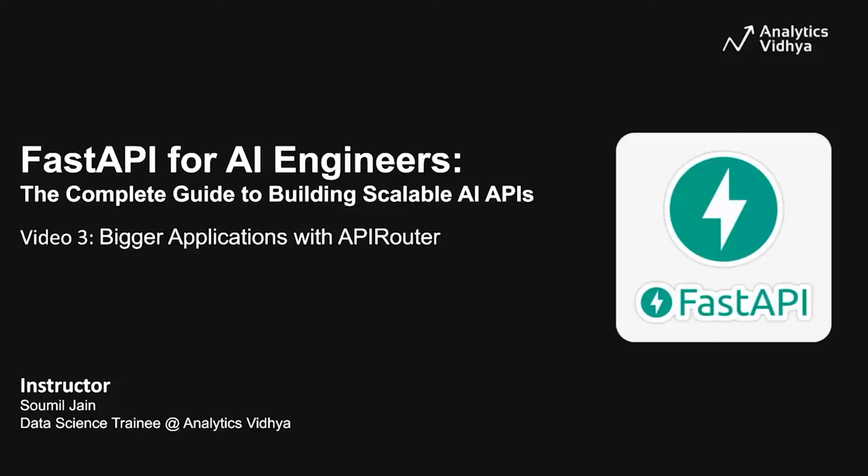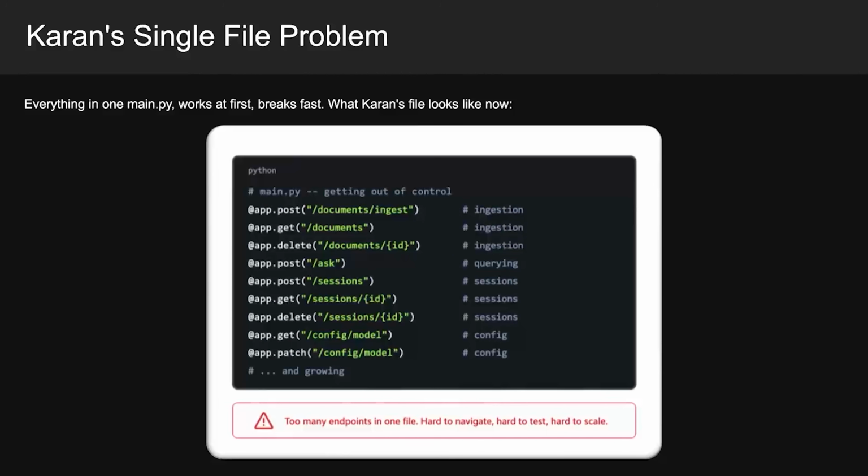Let's get into it. Look at Karan's main.py, nine endpoints already, and the comment at the top says it all, getting out of control. Three ingestion endpoints, one query endpoint, three session endpoints, two config endpoints, and it's still growing. The warning at the bottom captures the problem perfectly. Too many endpoints in one file: hard to navigate, hard to test, hard to scale. If a teammate wants to work on sessions while Karan works on ingestion, they are both editing the same file.